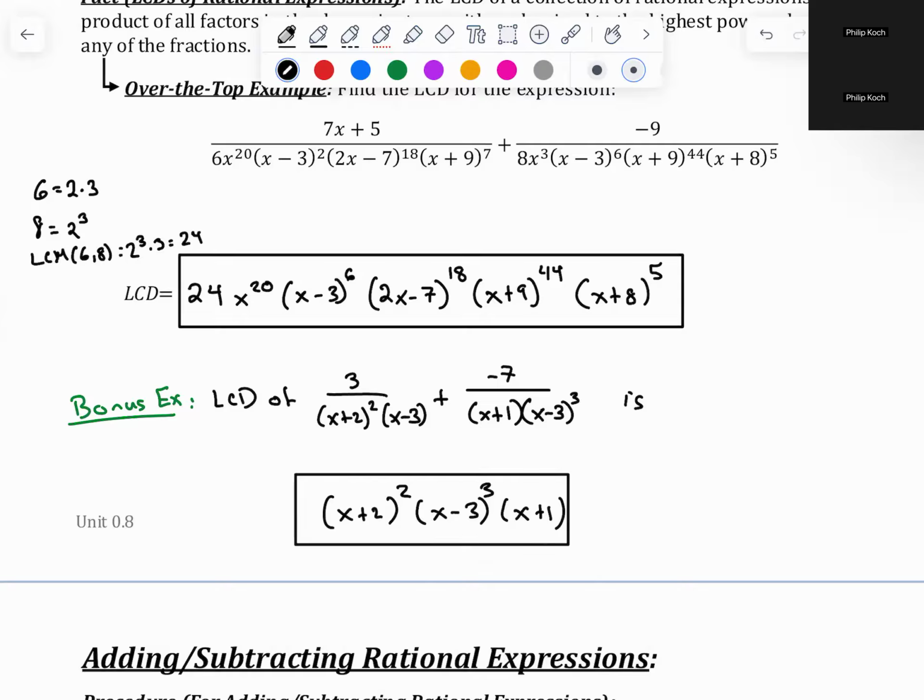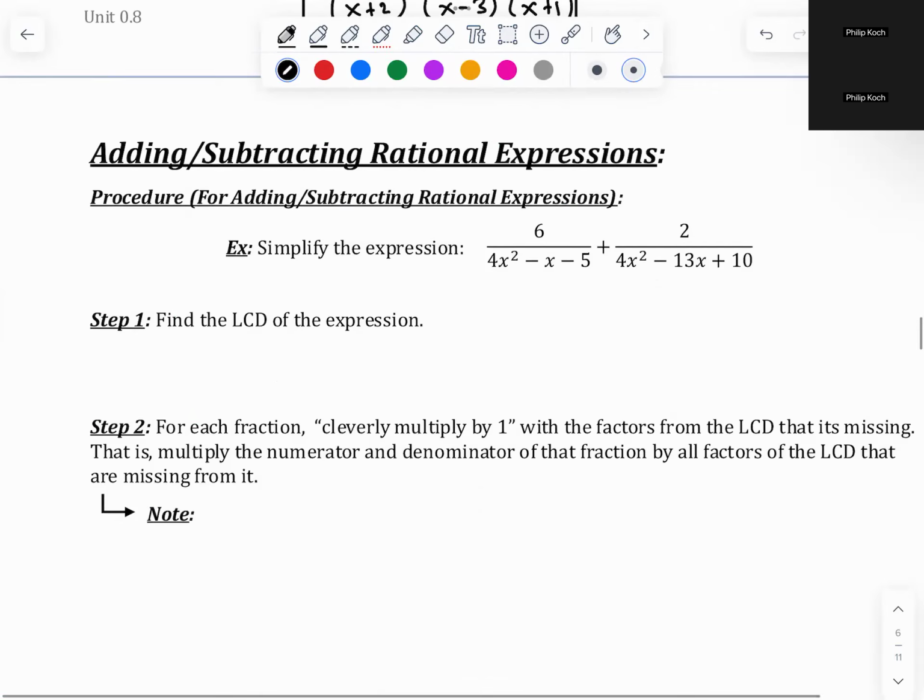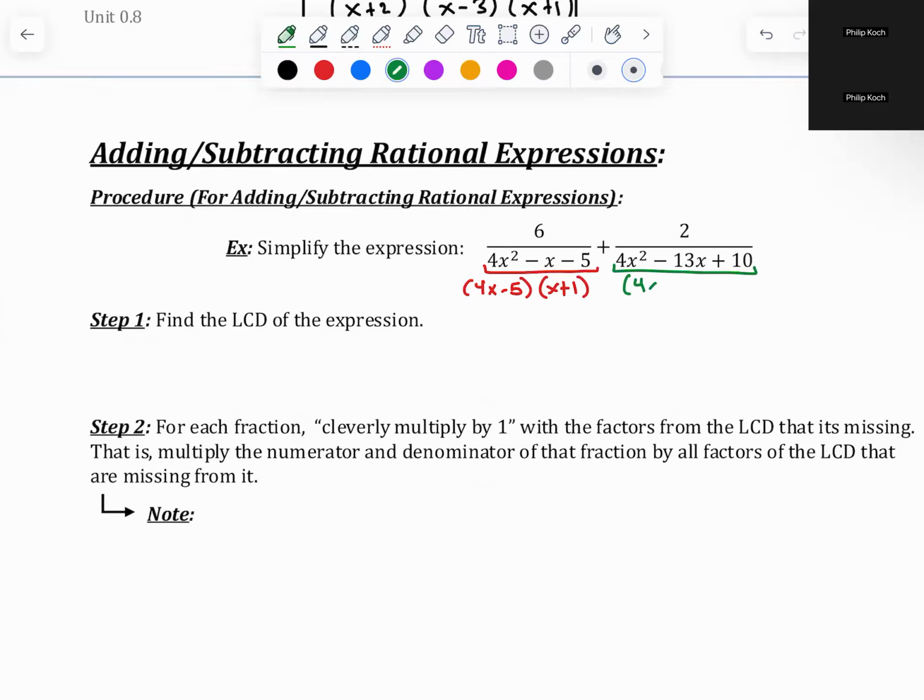This allows us, now that we know how to find common denominators, finding LCDs, to talk about how to add and subtract them. So we'll look at this example to drive the point home. Simplify the expression 6 over 4x squared minus x minus 5 plus 2 over 4x squared minus 13x plus 10. Right underneath, I'm going to write their factorizations. This factors to (4x minus 5)(x plus 1), and this factors to (4x minus 5)(x minus 2).